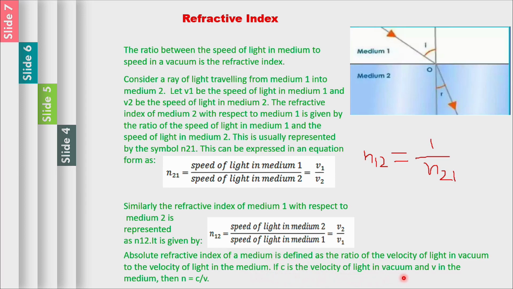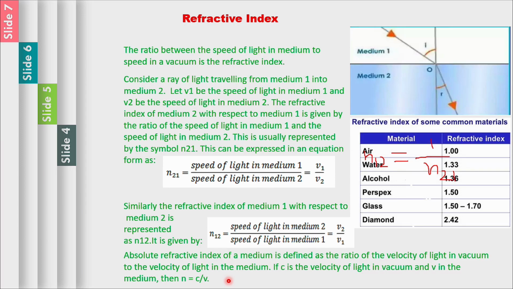Suppose C is the velocity of the light in vacuum and V is the velocity of the light in the medium. Then N, the symbol for refractive index, equals C divided by V. So here we discussed the two types of refractive index: one is the absolute refractive index of a medium, another is the refractive index of medium 1 with respect to 2 or vice versa. I will move to the next slide.